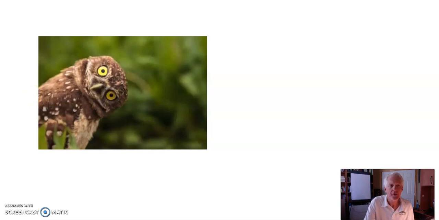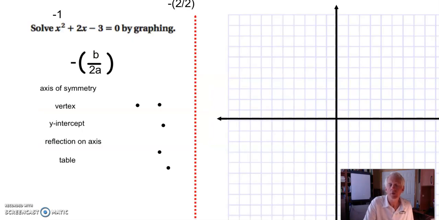Three examples today, showing one example of one solution, one example of two solutions, and one example of zero solutions. First example: here's a graph, there's our equation. We want to solve it by graphing to find the zeros.